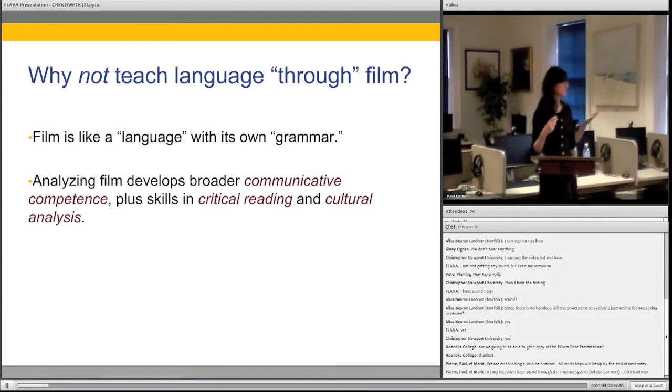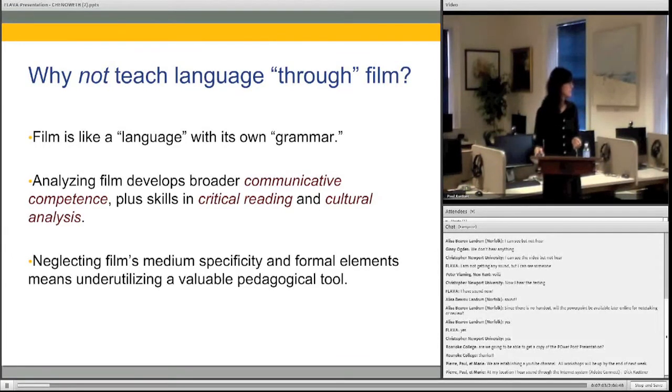So analyzing film is doing what we're already trying to do in the classroom, developing communicative competence, skills in critical reading, and cultural analysis. So reinforcing, sort of doubling up on those very same skill sets.